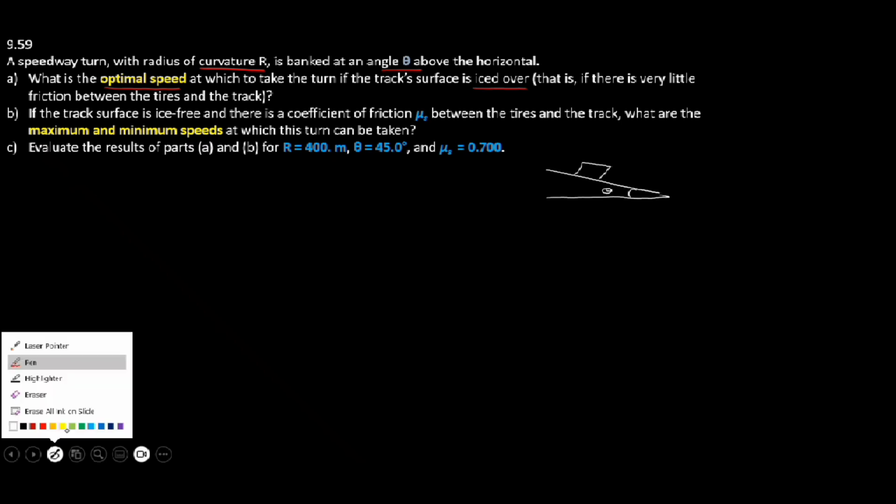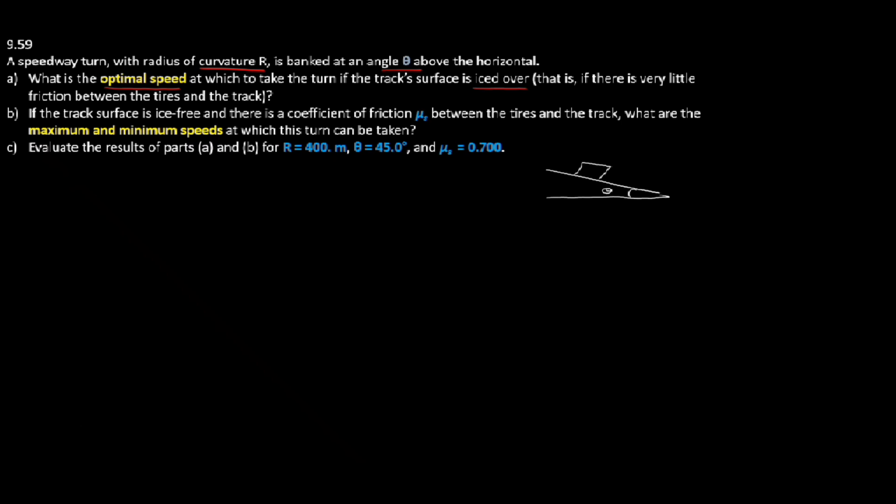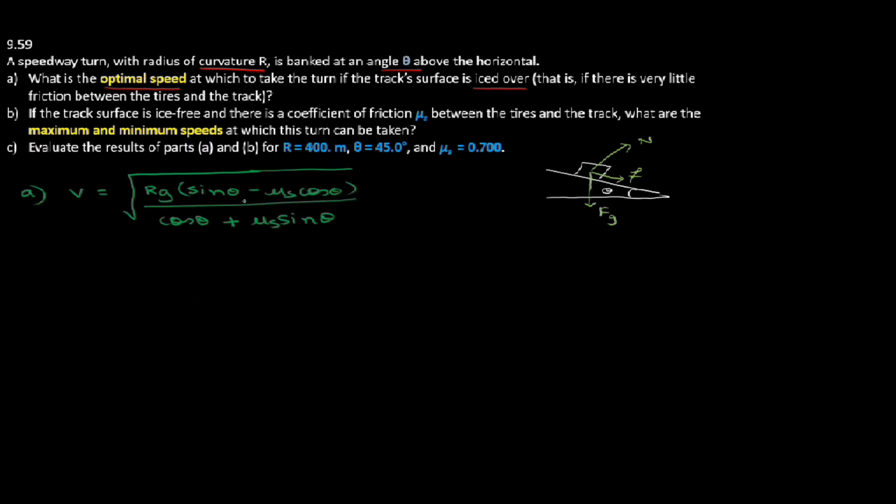We have to identify all the forces acting on this car. So we first draw the force due to gravity, which is acting vertically down, Fg. Then we have the normal force, which is perpendicular to the surface, N. Then we have the force of friction, F, which points towards the center of the curved path.